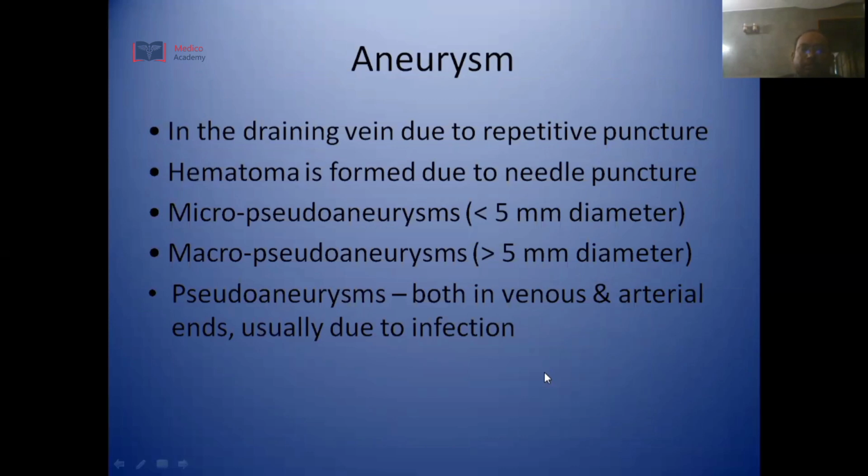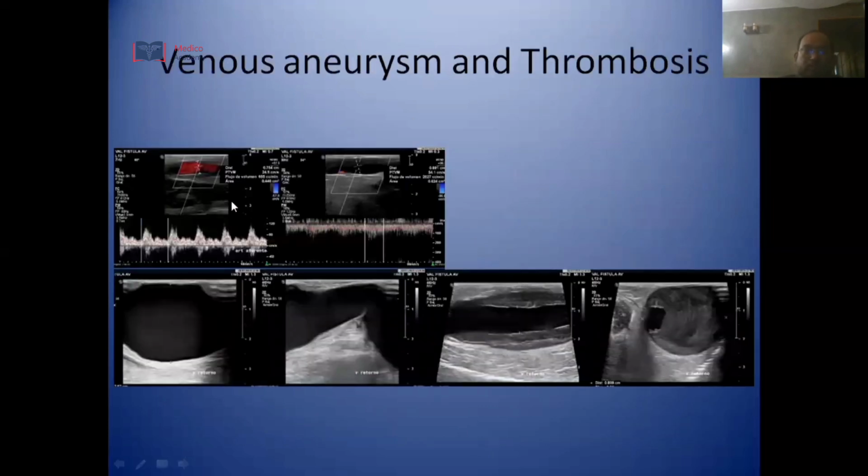Aneurysms happen in the draining vein due to repeated puncture. Hematoma is formed due to needle puncture, and there are micropseudoaneurysms, which are less than 5 mm in diameter, or macropseudoaneurysms, which are more than 5 mm in diameter. Pseudoaneurysms are seen at both venous and arterial ends, usually due to infection. In this venous aneurysm and thrombosis example, you are able to see a large aneurysmal dilatation of the vein, and there is also thrombosis within the dilated vein.